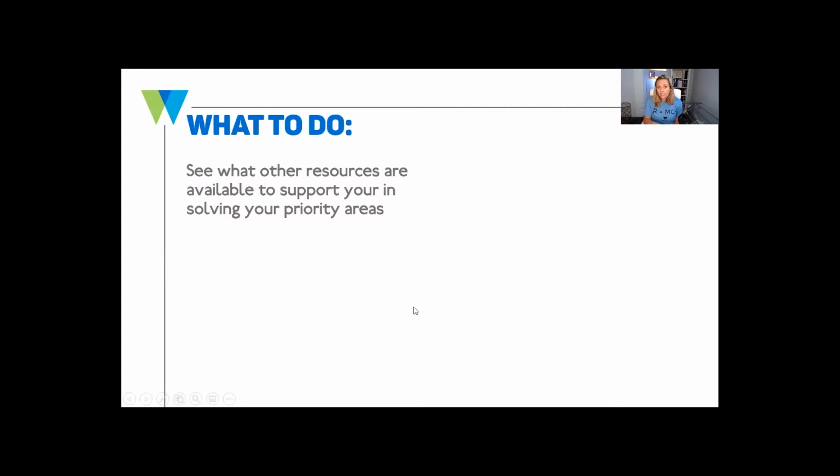That is the needs assessment. The second part is the resource assessment, where we're going out to simply see what other resources are available to support you in solving those priority areas. So once you've prioritized those areas, you could say, okay, who else is doing this around us? And creating a catalog or an inventory of all the other resources that are targeting some area of that.